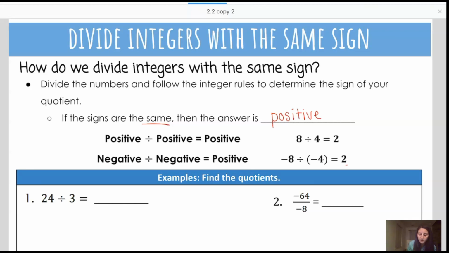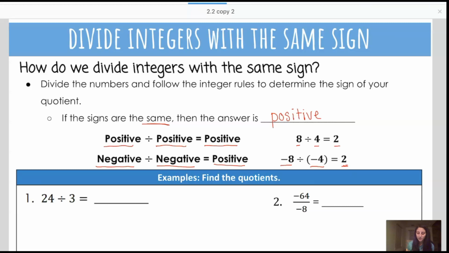So when we have a positive divided by a positive, they're both the same, so our answer will be positive. We can look at that with a number example by seeing positive 8 divided by positive 4 is positive 2. That also means that a negative divided by a negative is a positive, because both are negative, they're the same sign, our answer is positive. And we can see that with numbers by seeing negative 8 divided by negative 4 is positive 2.